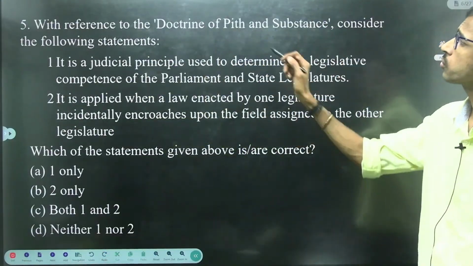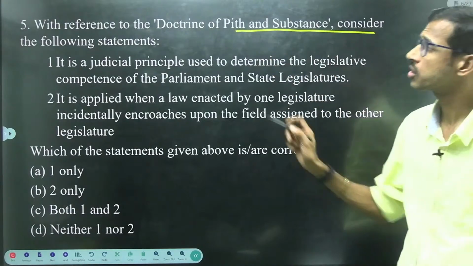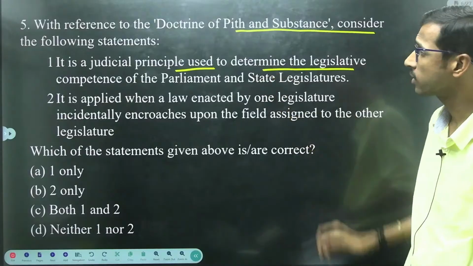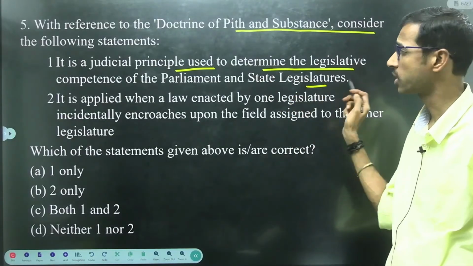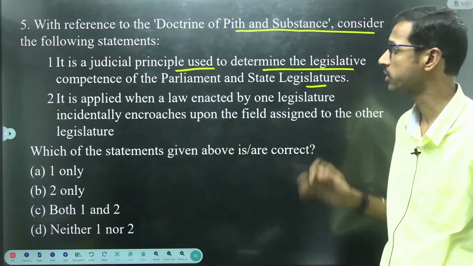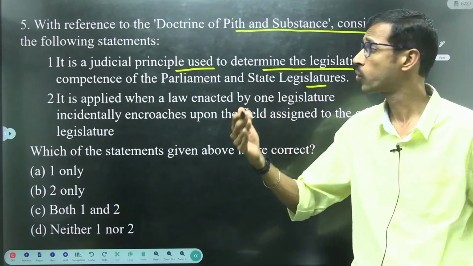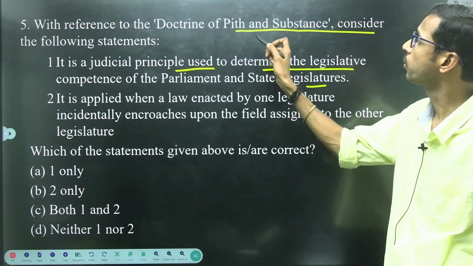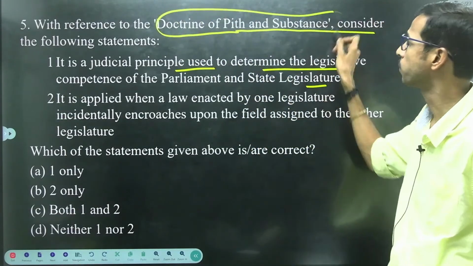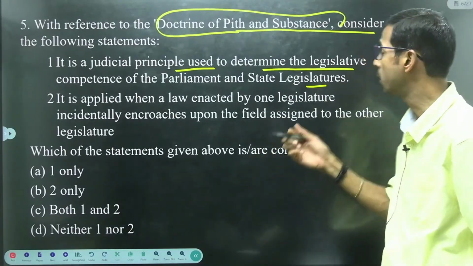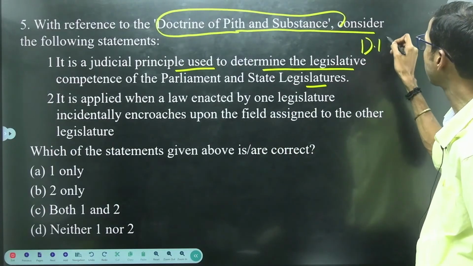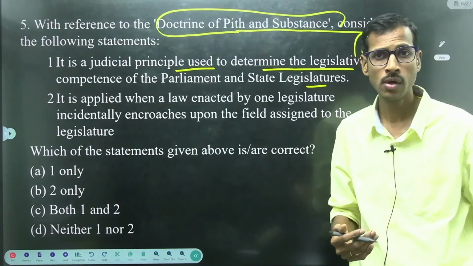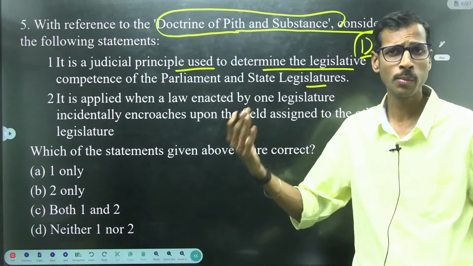Next, with reference to the doctrine of pith and substance, consider the following statements. It is a judicial principle used to determine the legislative competence of Parliament and state legislatures. It is applied, etc. I don't want to waste your time by reading all the statements here. I will just explain. If you observe, previously in test 1, we discussed the doctrine of harmonious construction. What is the doctrine of harmonious construction? In the Constitution, we have a number of provisions.